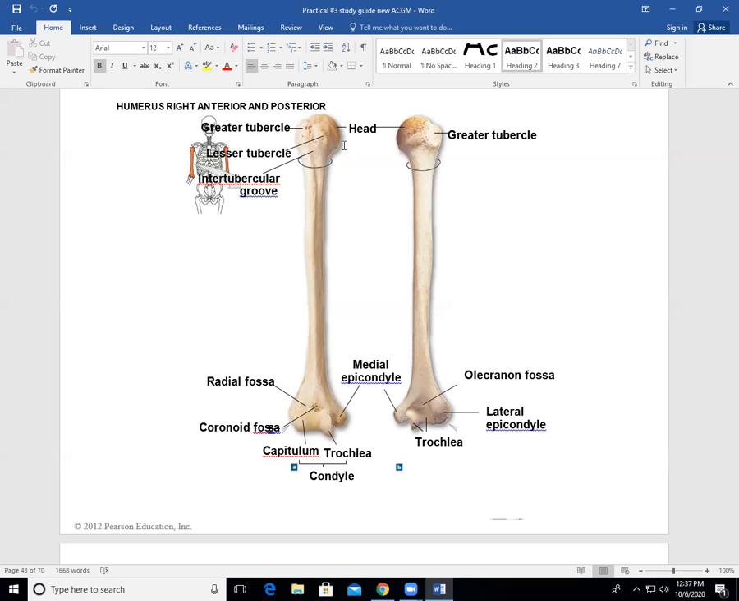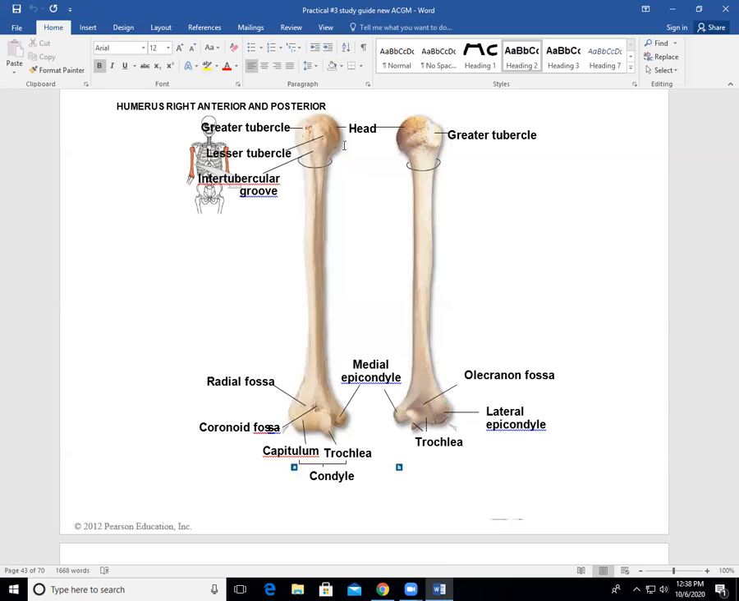Okay, so let's just do the skeleton. So the anterior side, this one facing you. The head of the humerus is facing to the left. And this one is facing to the right. So even if you didn't have it connected to the body, I showed it to you. You see this direction.